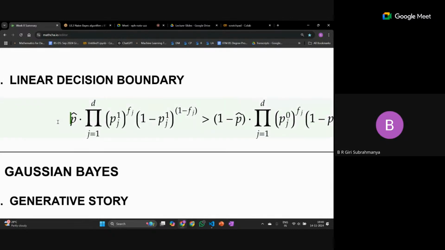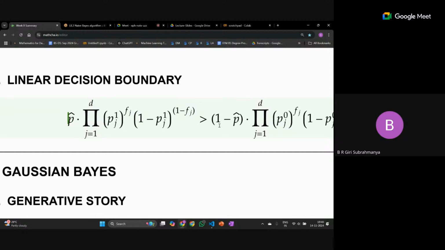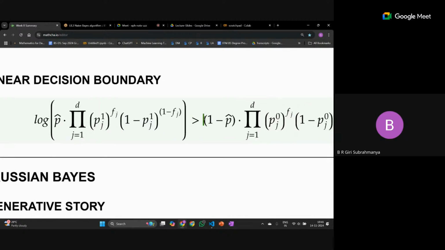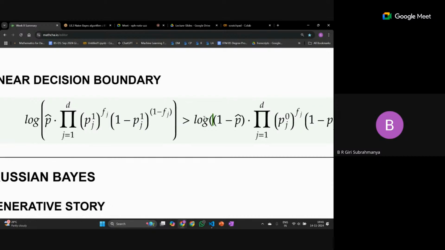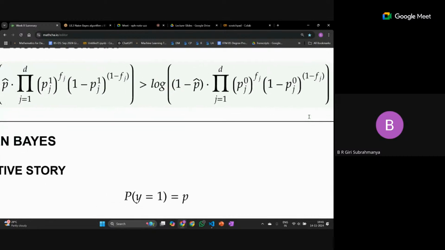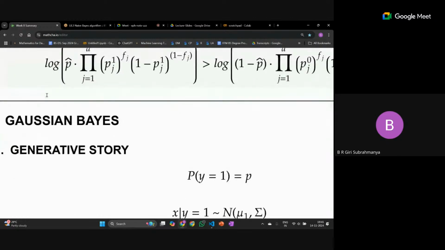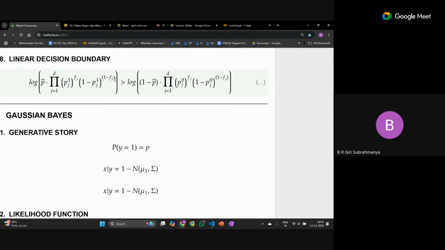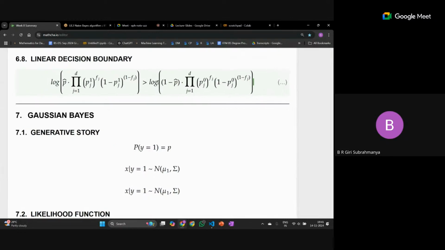Now, when you take log, the inequality will not change. If you multiply by minus, then the inequality will reverse, right? That will not happen if you take log. If you take log, the inequality will not change, which means your prediction will still be the same. Let's take log on both the sides. You can take log here or you can take it afterwards also.